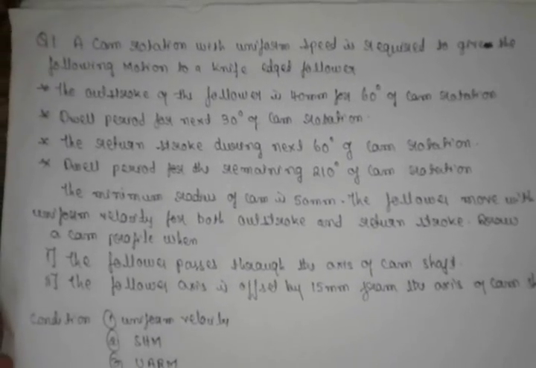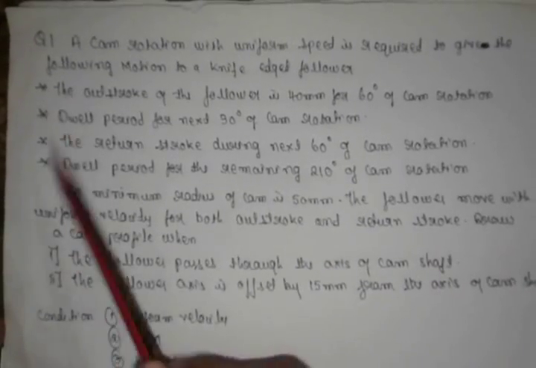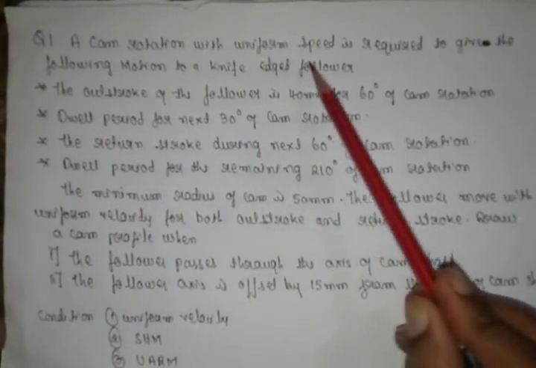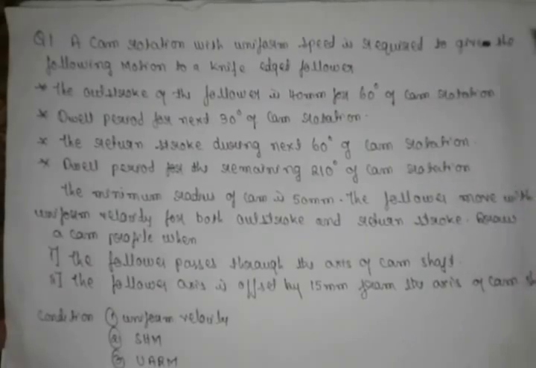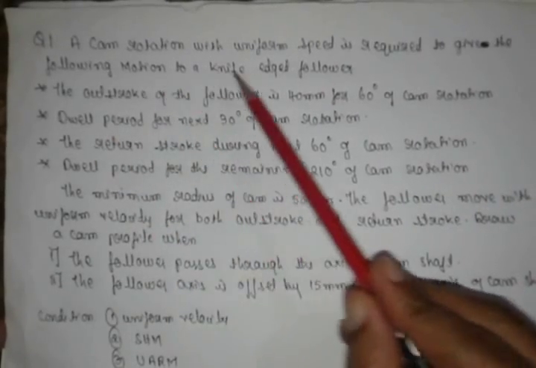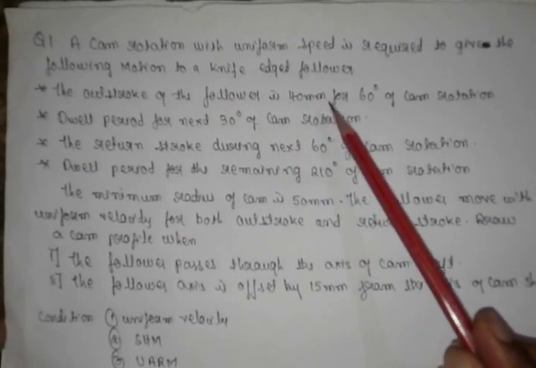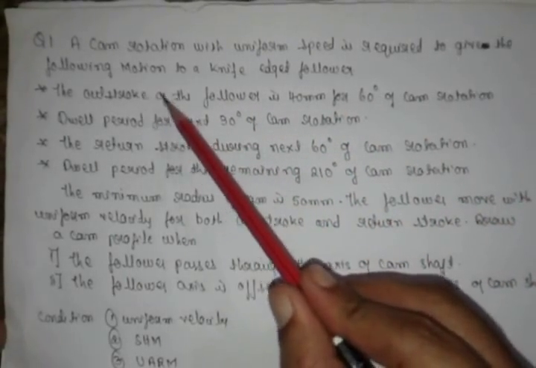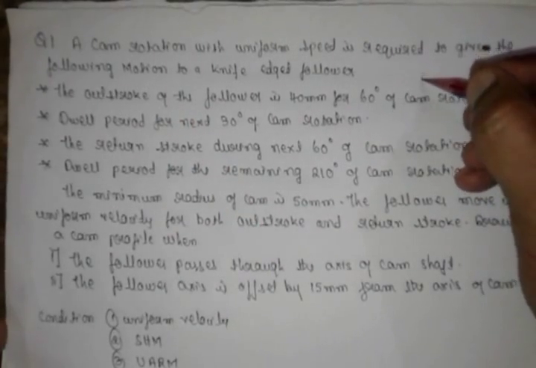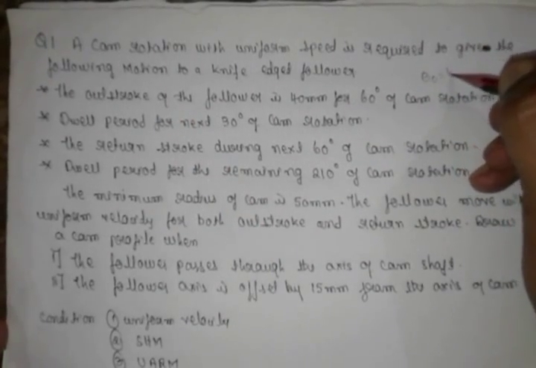This is the cam profile problem. The problem is: a cam rotating with uniform speed is required to give the following motion to a knife edge follower. The outstroke of the follower is 40 mm during 60 degrees of cam rotation. Here, theta naught is given as 60 degrees.